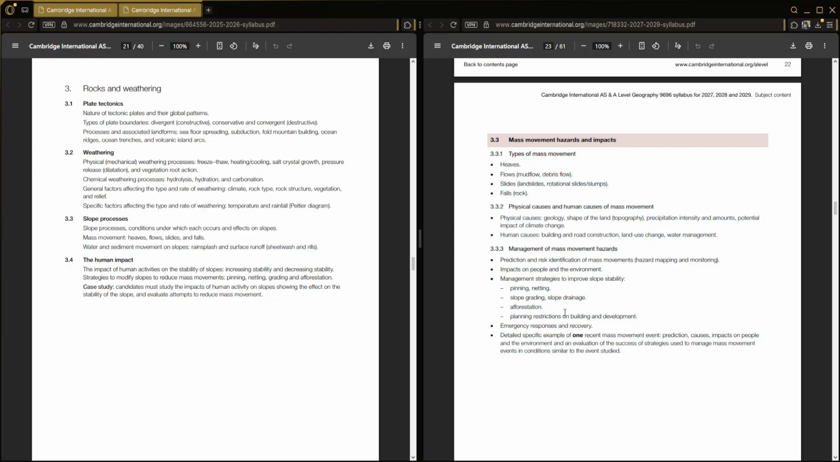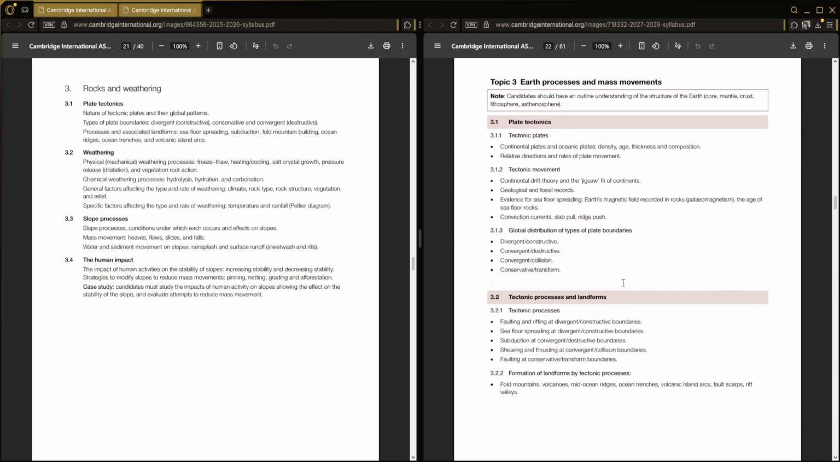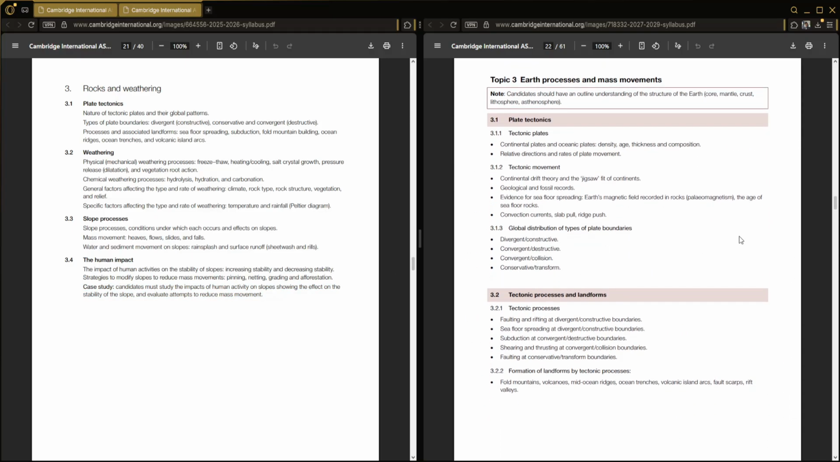The only thing that has been added is that for management strategies, you had to know about pinning, netting, grading, afforestation. Now you have to know about planning restrictions and also emergency responses and recovery, which, for the trade-off of removing weathering, is actually very, very little content now that you have to study. The case study is still the one case study you have to study, although now it is more in-depth because you need to know about predictions and stuff. Other than that, a lot of changes to rocks and weathering, and very beneficial for students studying rocks and weathering because of the amount of content that has been removed.